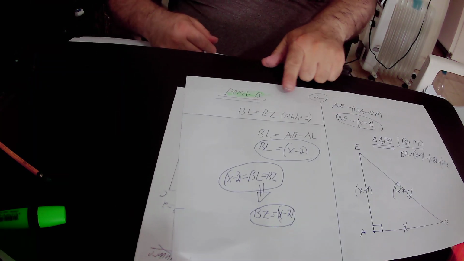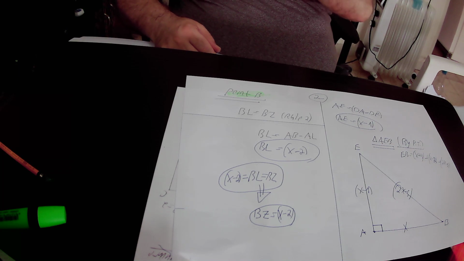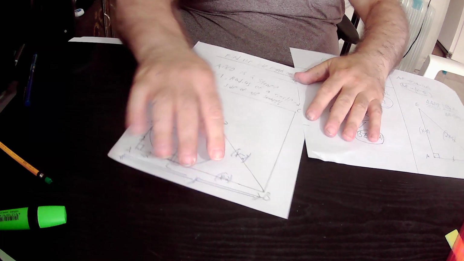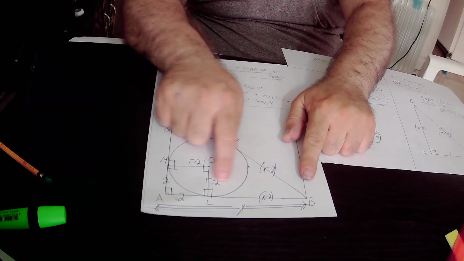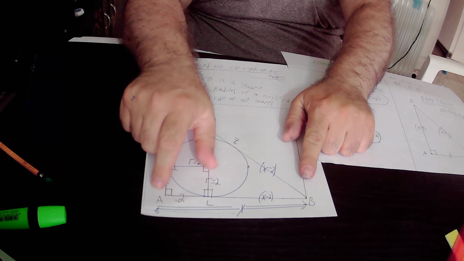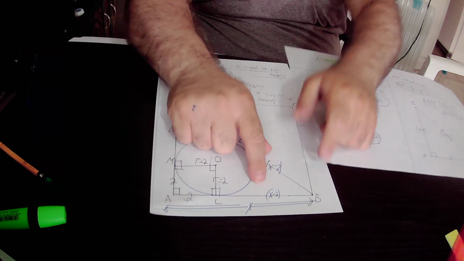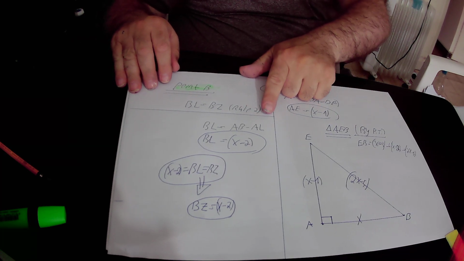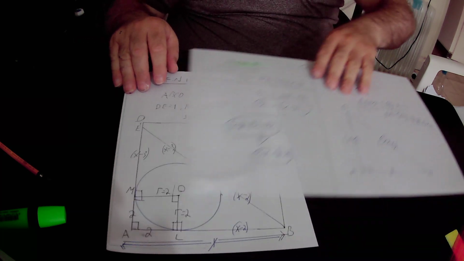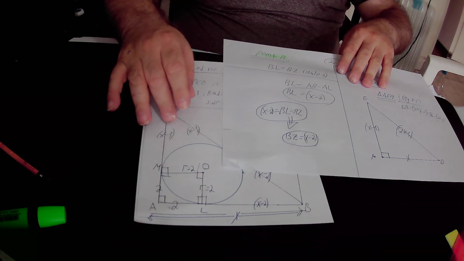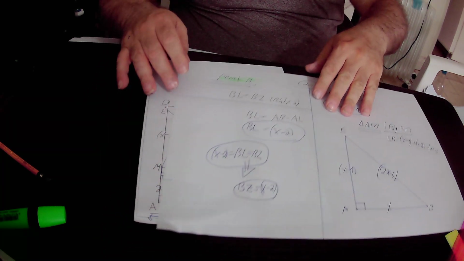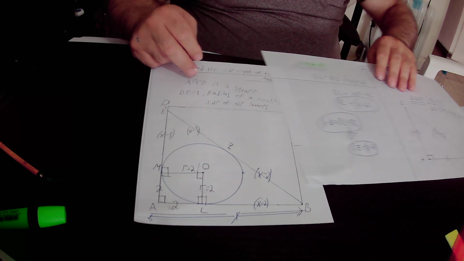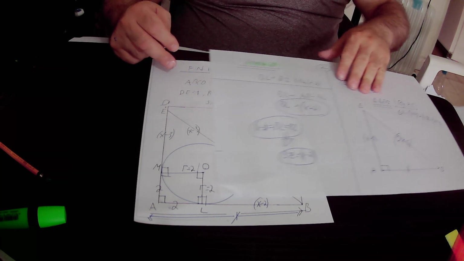At point B, BL equals BZ according to rule number 2. What is the length of line segment BL? It's very easy to see that BL is equal to AB minus AL. AB equals X according to our definition, and AL equals 2 units according to what we have already found out. So in conclusion, BL equals X minus 2.